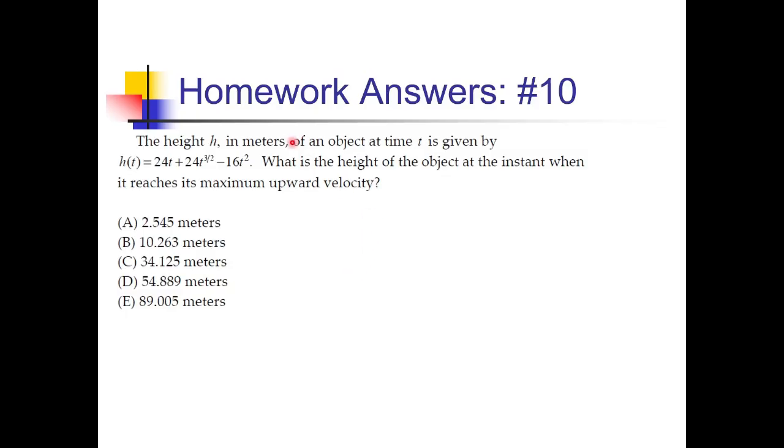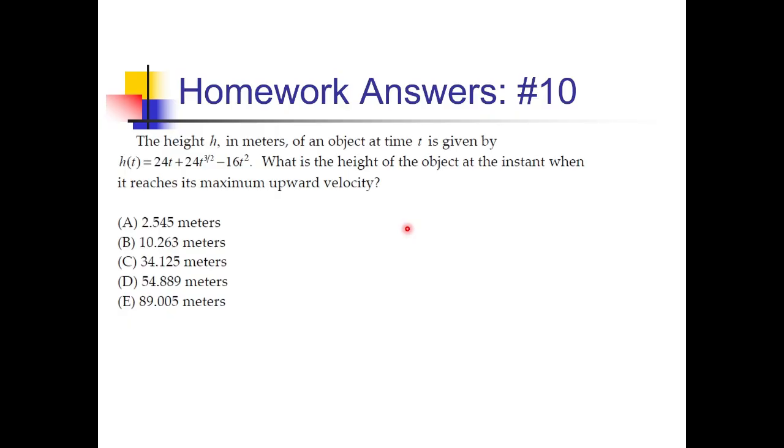For this problem, we are given the height of an object at time t with this h of t function, and we want the height of the object at the instant when it reaches its maximum upward velocity. So we need to find some time and then plug it into this h function. At minimum, we need to do that.